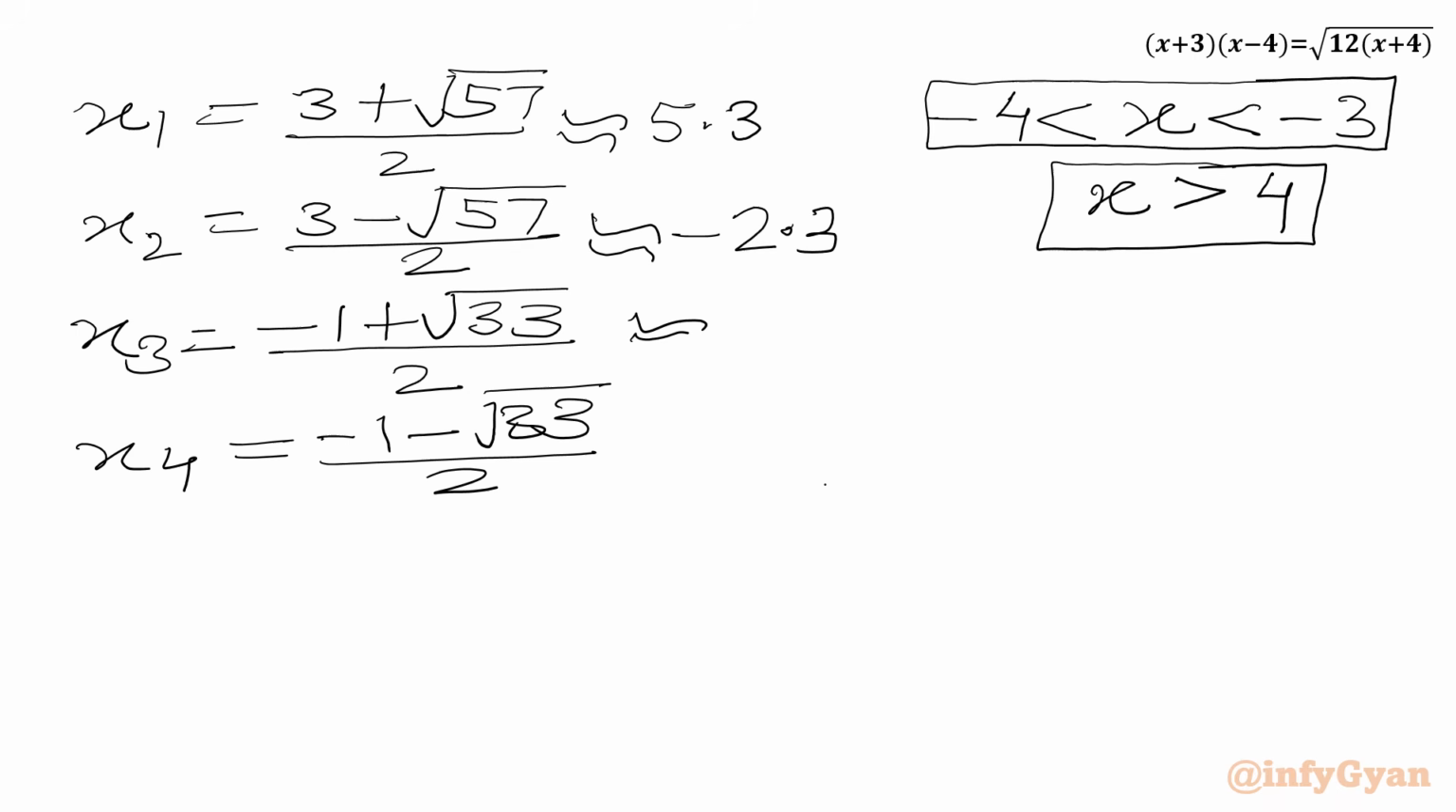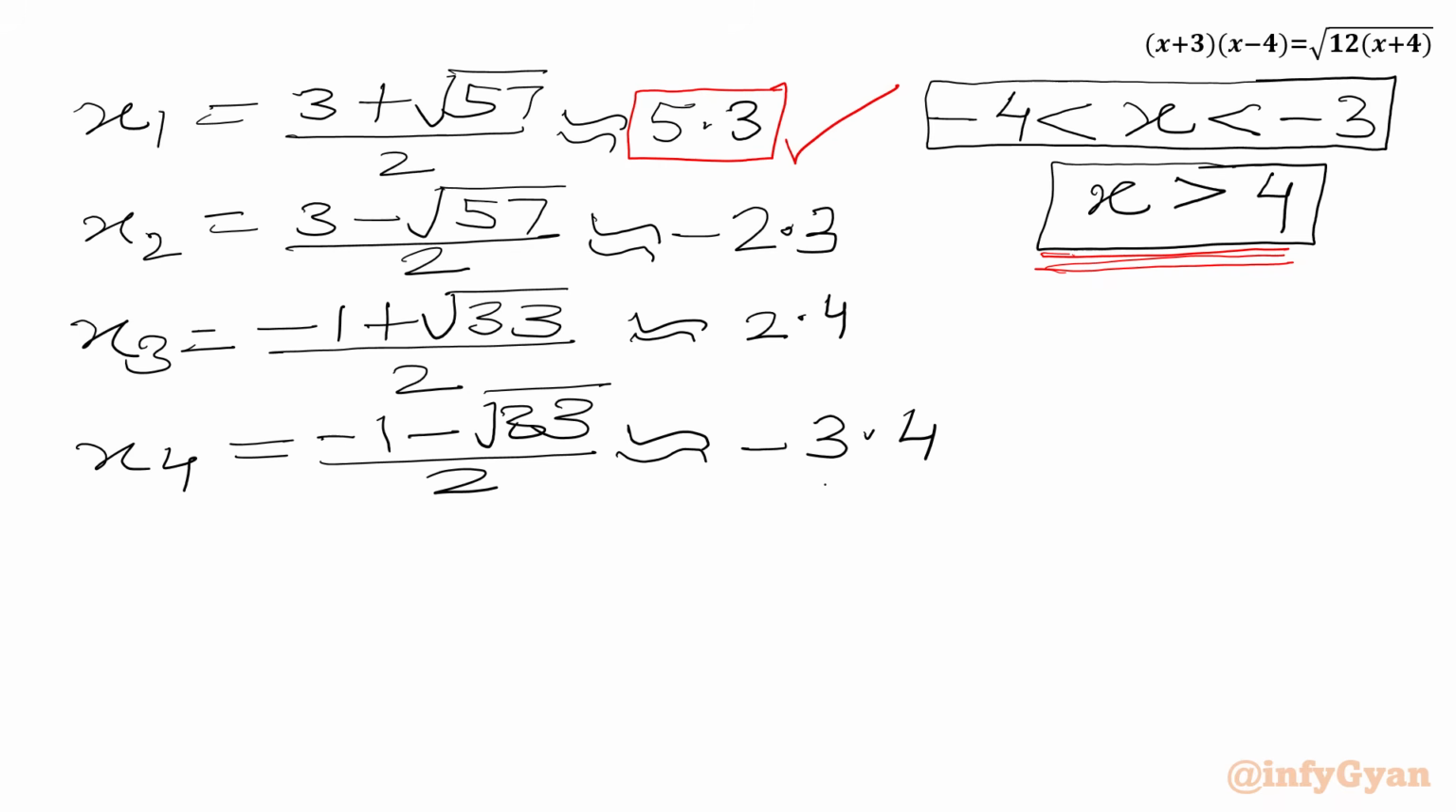x3 will be equal to 2.4 and x4 will be somewhere around -3.4. Now we have to match which solution we will be accepting and which we have to reject. So if I check 5.3, then it is fulfilling this condition, greater than 4. So we are going to accept. -2.3, it is not in this interval, so we will reject. x2 is not acceptable.